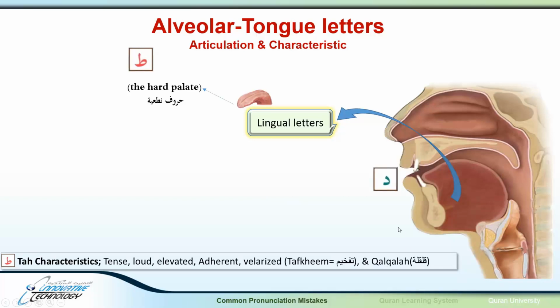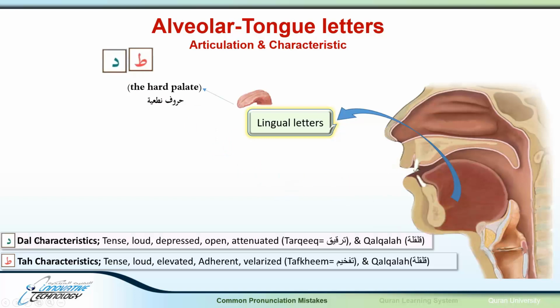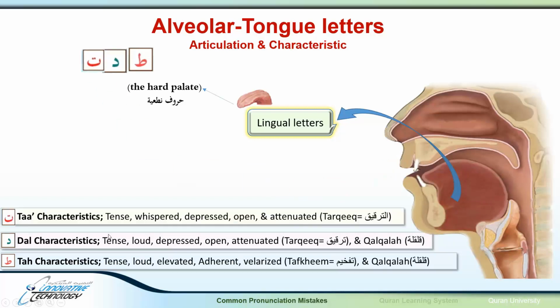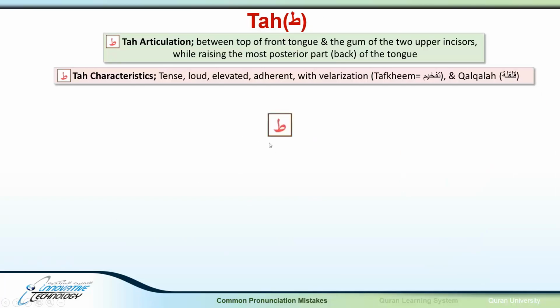The second letter is the dal. The dal is characterized of being tense, loud, depressed, open, attenuated, tarqiq, with qalqala. The other ta is characterized of being tense, whispered, depressed, open, and attenuated, having tarqiq. So let's start with the common mistakes associated with the letter ta. First mistake is whispering the ta.